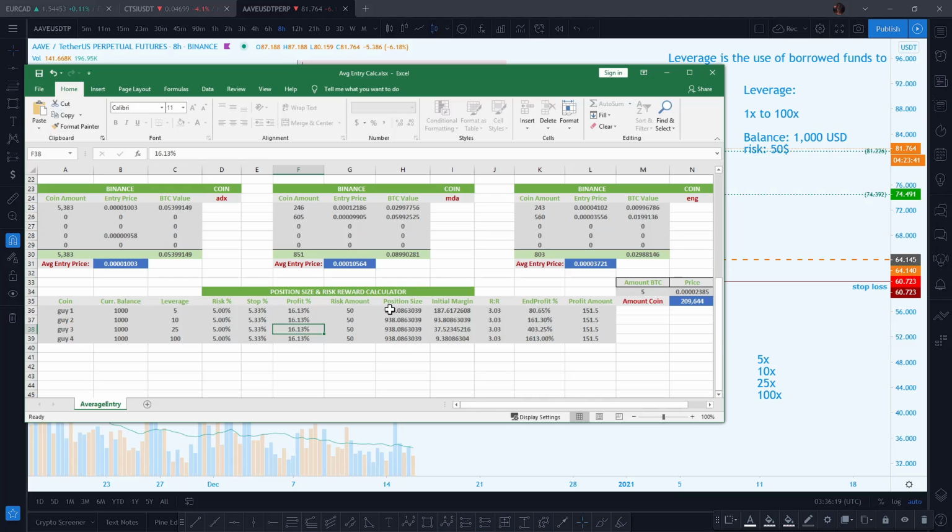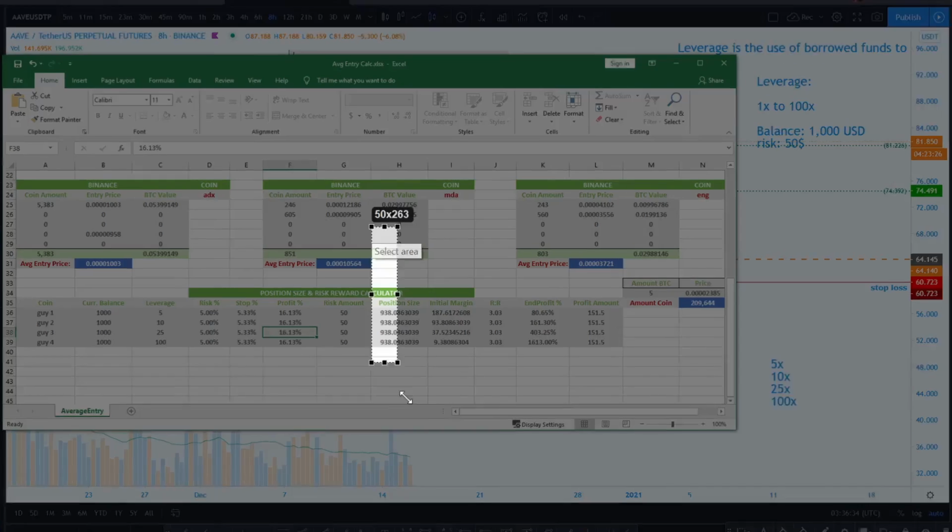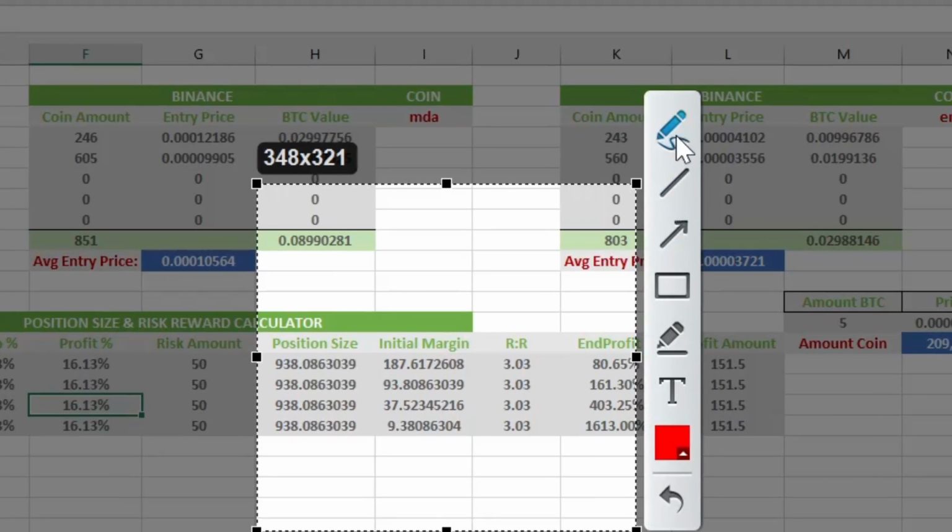So what is the difference here? The difference is the margin. Now look, the first guy using 5x has a margin of $187.6. Whereas the second guy has a margin of just $93 or 94 approximately. The third guy has a $38 margin, while the last guy using the 100x has a margin of just $9.